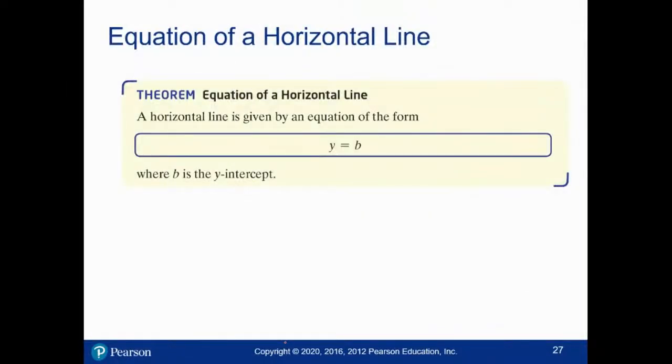So horizontal lines, since they all have the same y-coordinate, it's just y equals something. And that number, here it's called b, is the y-intercept. If I replace x with 0, well, there's no x, so nothing changes. So there is the y-intercept.